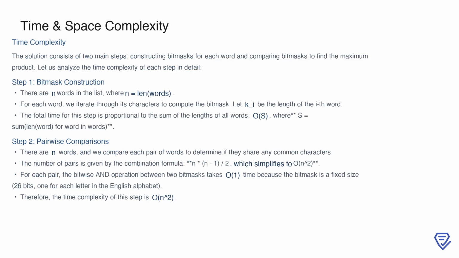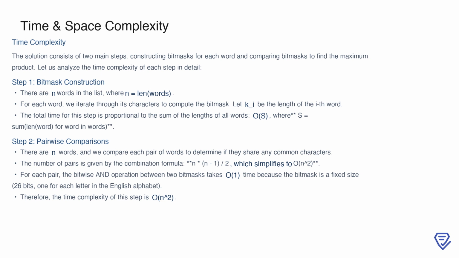To analyze the time complexity, the solution can be broken into two main steps: constructing bitmasks for each word and performing pairwise comparisons of those bitmasks. In the first step, we iterate through each word in the list, which has a total of n words. For each word, we compute a bitmask by iterating through its characters. If we let k_i be the length of the ith word, the total time for this step is proportional to the sum of the lengths of all words in the list. This total length is denoted as s, making the time complexity of this step O(s).